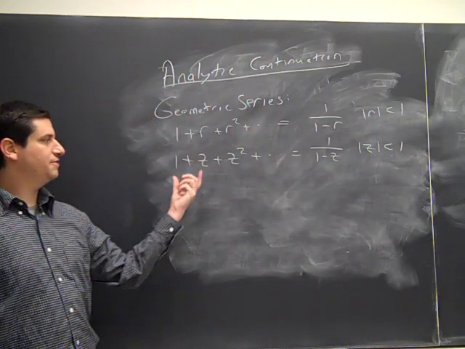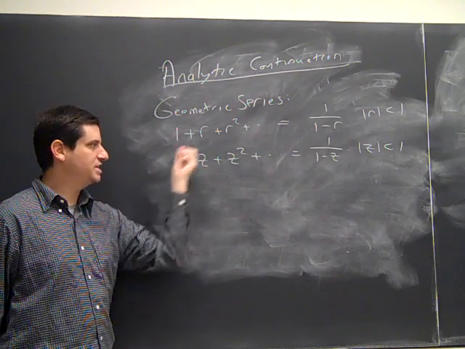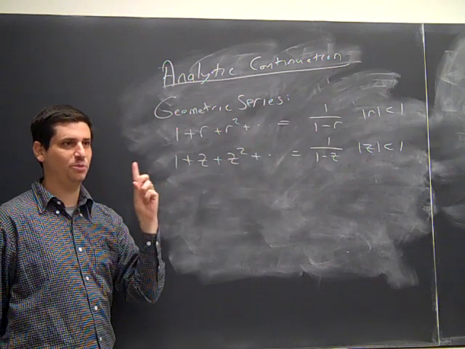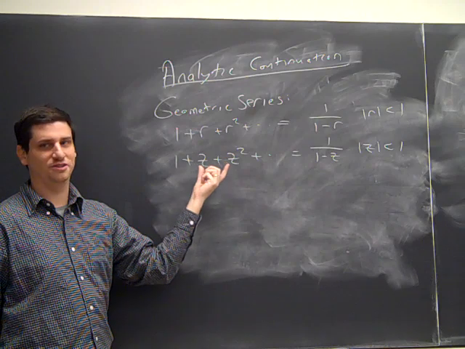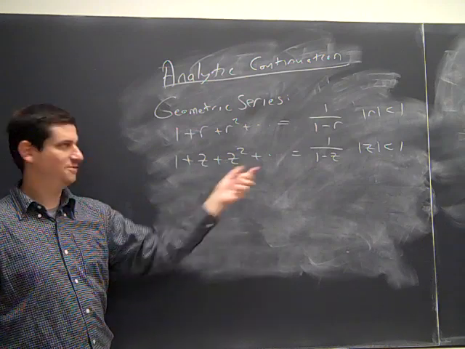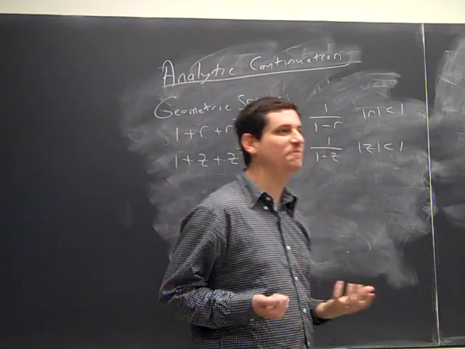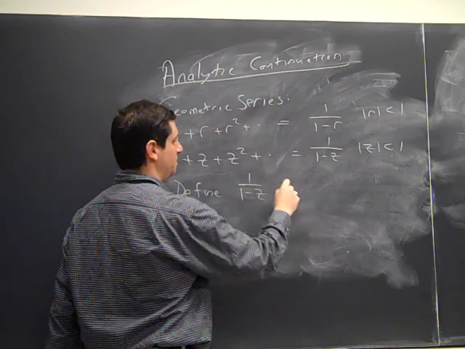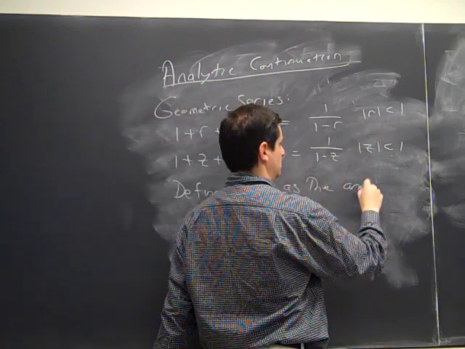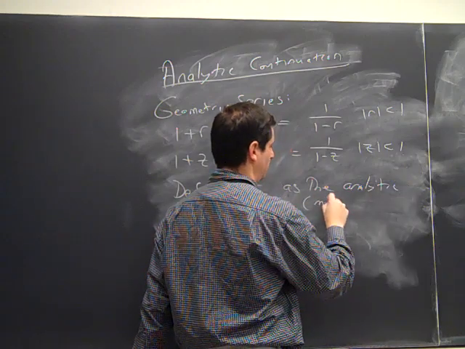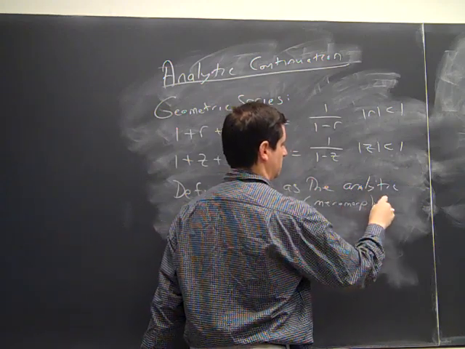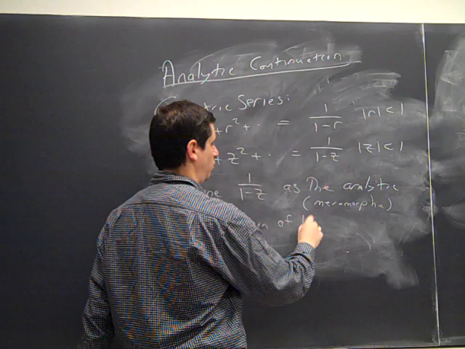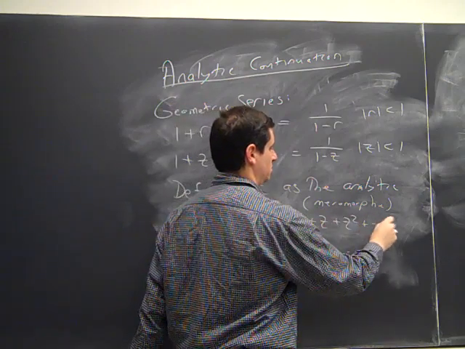So what's nice is there's a very obvious candidate for the extension of the sum of 1 plus z plus z squared plus z cubed for all values of z except for one point. What's the obvious extension? 1 over 1 minus z. Right? That's the obvious candidate. So we define 1 over 1 minus z as the analytic, or maybe here meromorphic, continuation of 1 plus z plus z squared plus dot dot dot.